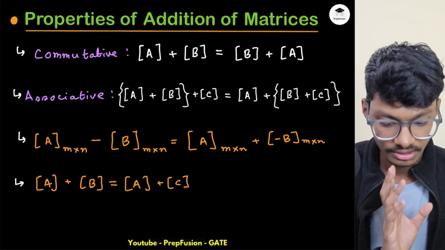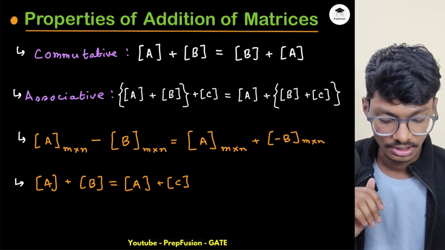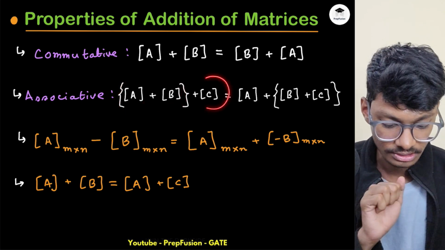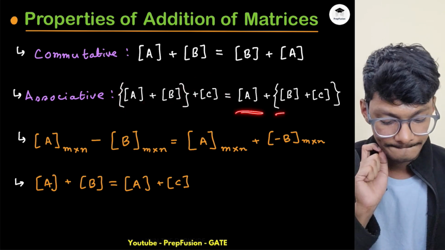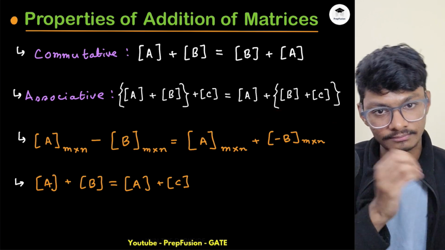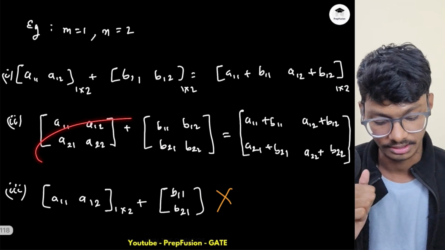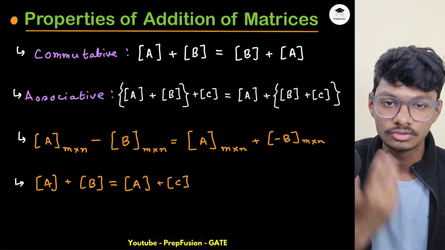It also follows the associative property. What does associative mean? Basically we group things differently. A plus B I do first, then I add C, or I do B plus C first and then add A, it's the same thing, doesn't matter. So it follows associative. These things you should know.